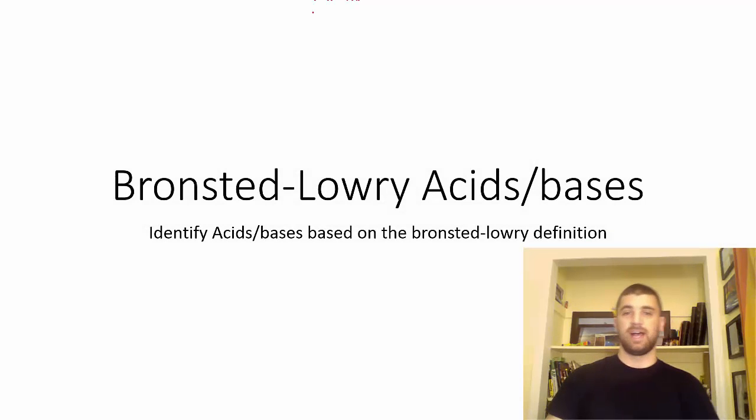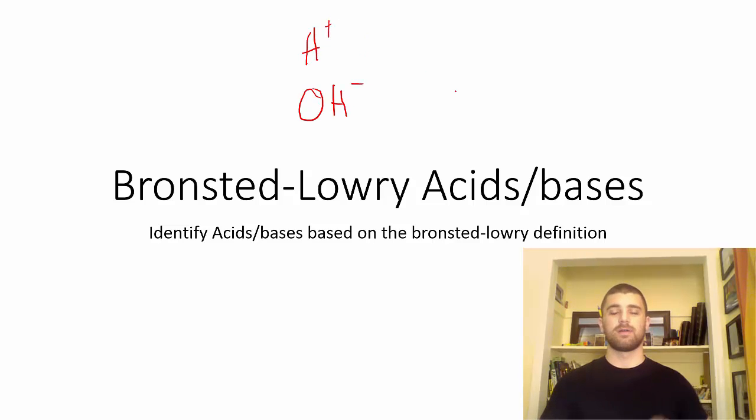So in class we've been talking about acids and bases in one specific way: that an acid gives off an H plus and that a base gives off an OH minus. But there are other ways to define what an acid and a base are. The one definition we're going to look at is the Bronsted-Lowry acid-base definition. We want to be able to identify acids and bases based on the Bronsted-Lowry definition.